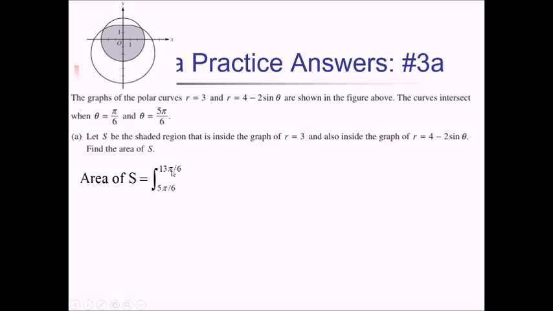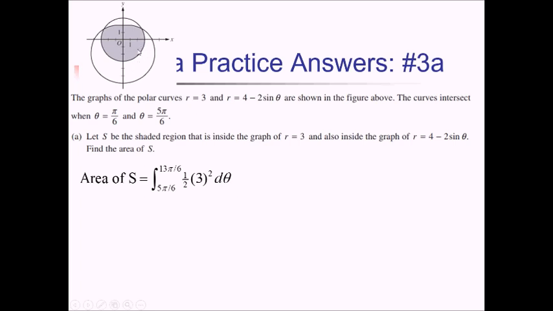And now I'm doing 1/2 r squared d theta. In this case, we're going to then do 1/2 3 squared d theta, because that's the circle. So we're doing the circle from 5 pi over 6 to 13 pi over 6. That gives me all of this area along that interval.